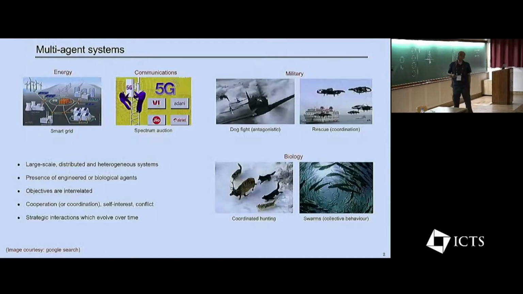So what are multi-agent systems? Basically, if you take applications like smart grid or spectrum auctions or in communications or aerial dogfight in military or rescue operations, or like coordinated hunting and swarming collective behavior in biology, common to all these applications is the presence of large-scale distributed systems which involve engineered or biological agents with interrelated objectives. And we also see behaviors such as coordination, self-interest and conflict. And these strategic interactions also evolve with time.